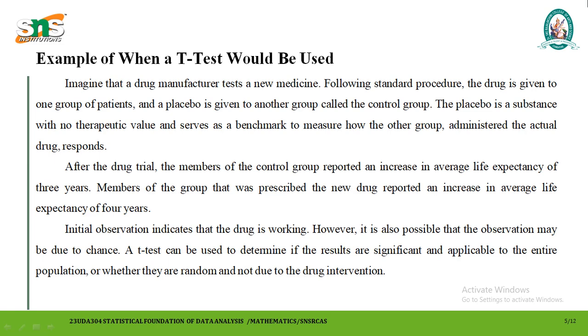After the drug trial, the members of the control group reported an increase in average life expectancy of 3 years. Members of the group that was prescribed the new drug reported an increase in average life expectancy of 4 years. Initial observation indicates that the drug is working. However, it is possible that the observation may be due to chance. A t-test can be used to determine if the results are significant and applicable to the entire population, or whether they are random and not due to the drug intervention.